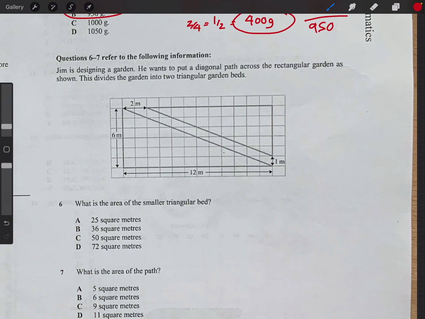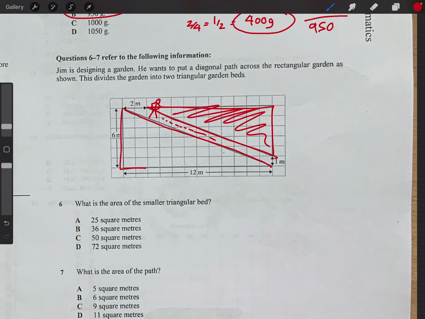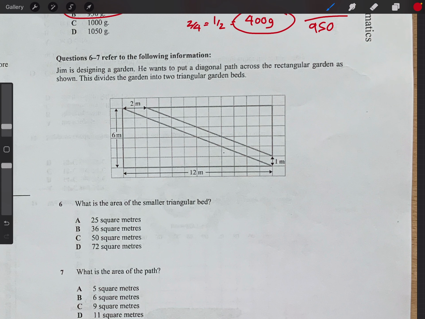Alright, next one. It says Jim is designing a garden. He wants to put a diagonal path across the rectangular garden as shown. So here's his garden. He wants to build this diagonal path so he can walk. So imagine that's him walking down this path. This divides the garden into 2 triangular garden beds. These 2 triangles are to be used for garden purposes. He can plant whatever vegetables he wants.